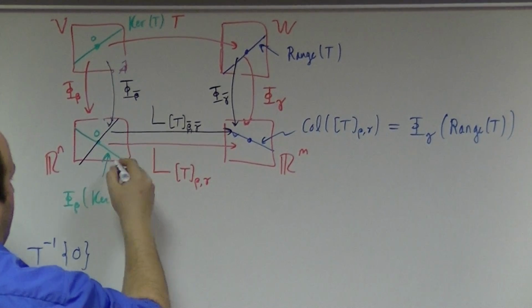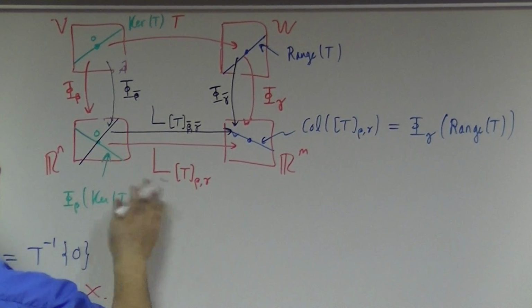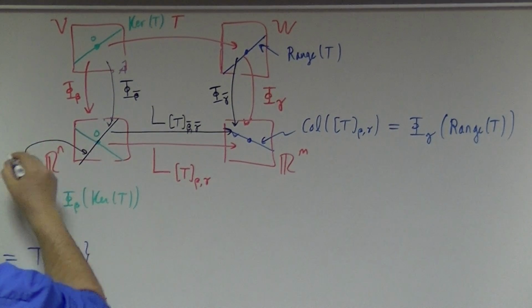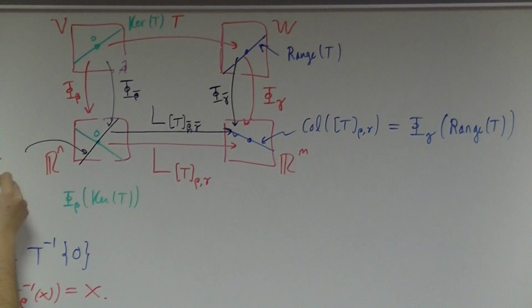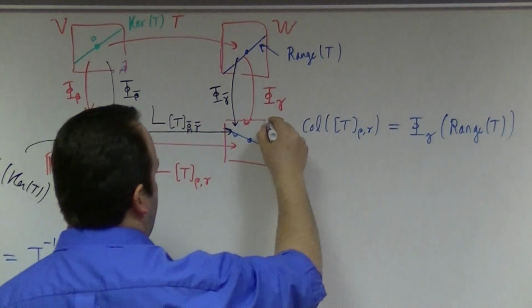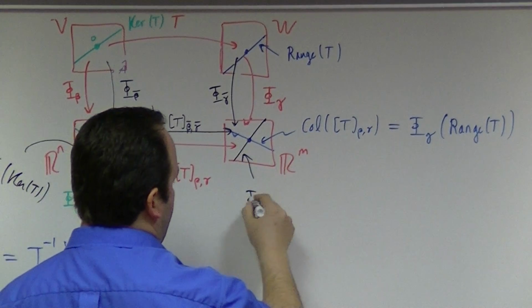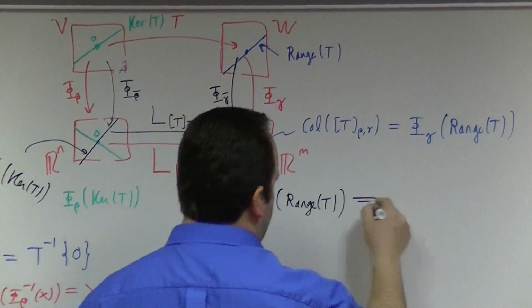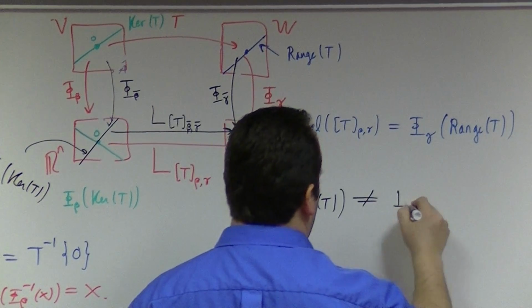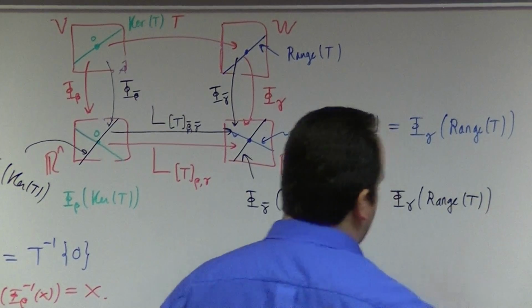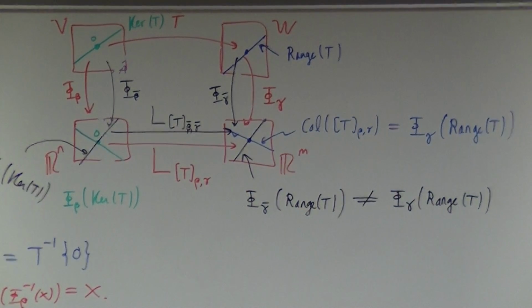But here's the interesting thing. They don't have to be the same set. That would be something like phi beta bar of the kernel of t. And over here, you have something like phi gamma bar of the range of t. And again, the interesting thing is that doesn't actually have to be equal to phi gamma of the range of t, because these are different coordinate systems. However, there is something that's common to both of them. They both have to have the same dimension.